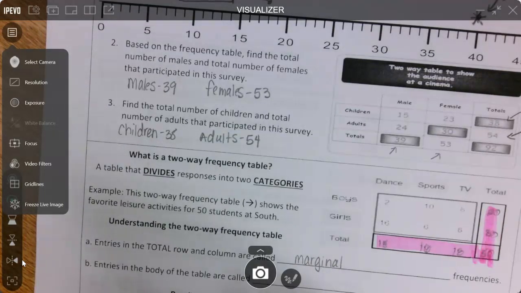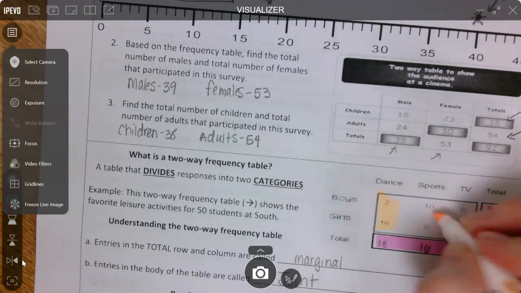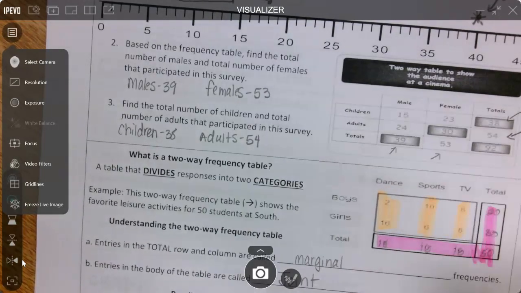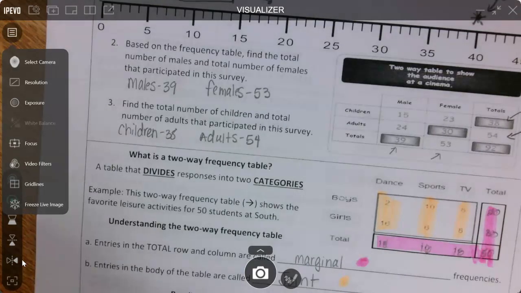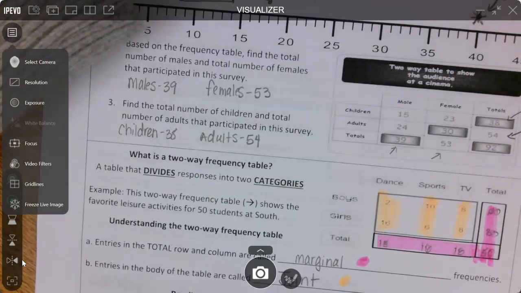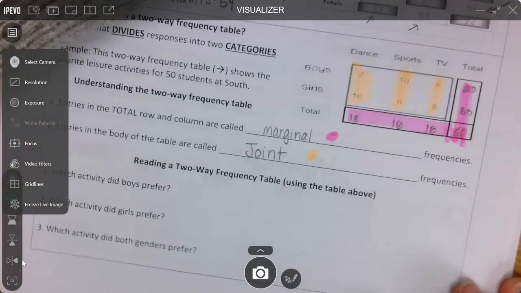Entries in the body of the table are called joint frequencies. That's going to be this section here. So these frequencies are called joint frequencies. And then the ones at the end, or the totals, are marginal. Okay, so using this frequency table, reading it, we're going to be asked a few questions.